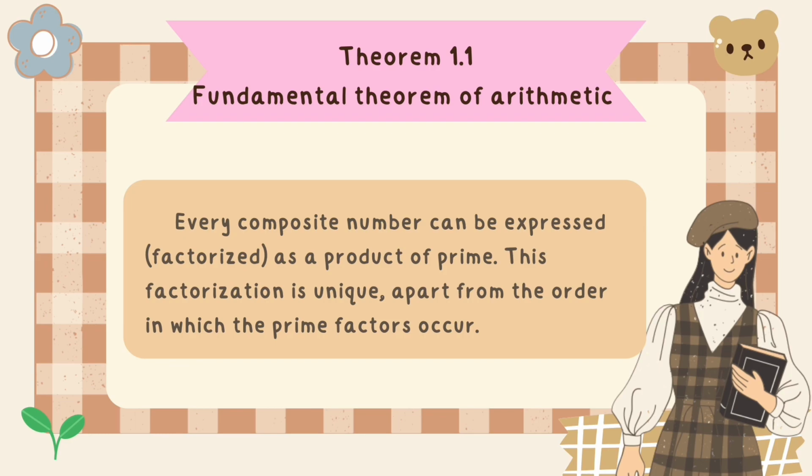Theorem 1.1 Fundamental theorem of arithmetic. Every composite number can be expressed (factorized) as a product of primes. This factorization is unique apart from the order in which the prime factors occur.